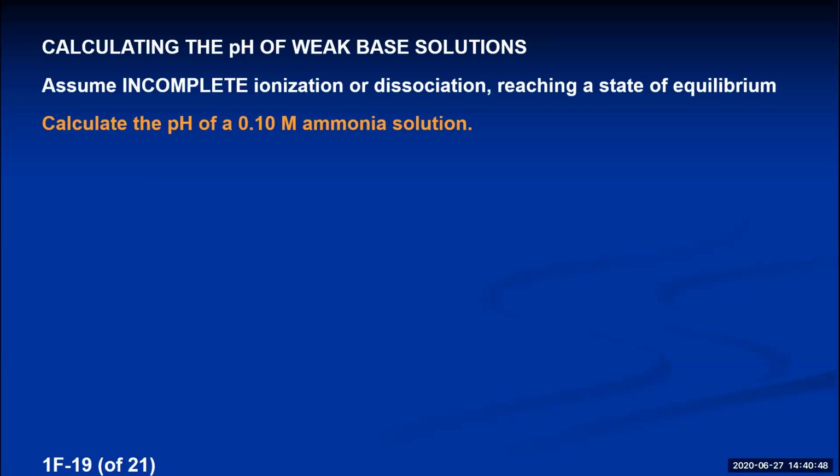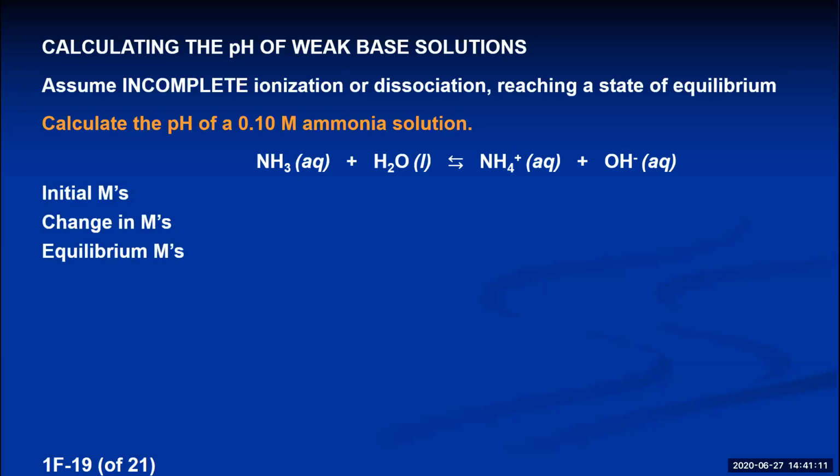Let's try an example. Let's calculate the pH of a 0.10 molar ammonia solution. So ammonia is a base. You write the reaction of ammonia with water, and as a base, it pulls a hydrogen off of the water to create an ammonium ion and a hydroxide ion. Because it's a weak base, this reaches equilibrium, so I have a double-headed arrow written to indicate this will be an equilibrium problem. So I'm going to write an ICE table as opposed to an ICF table.